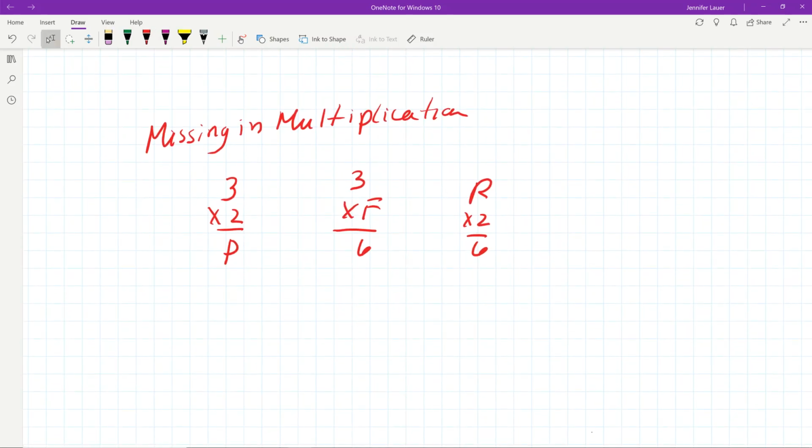Okay, now for this first one, pretty easy. 3 times 2 is 6. P is 6. This one's a little bit harder.